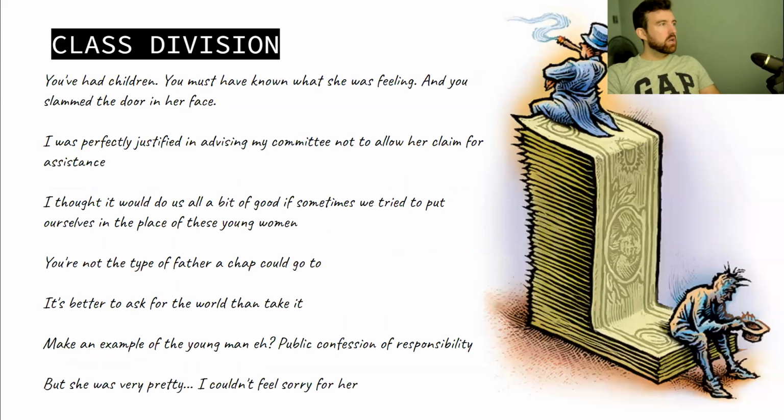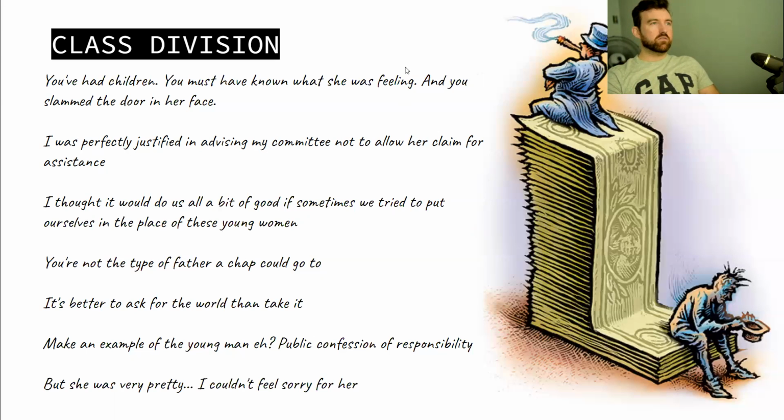So I think that the lack of empathy between the upper class and the working class is a really big problem. Sybil Birling, so Mrs. Birling, says, "I was perfectly justified in advising my committee not to allow her claim for assistance." So the fact that she has no emotions for Eva Smith, who is literally pregnant and starving. And she's like, well, I was justified in not allowing my committee to help her. There's just this lack of empathy for the working class.